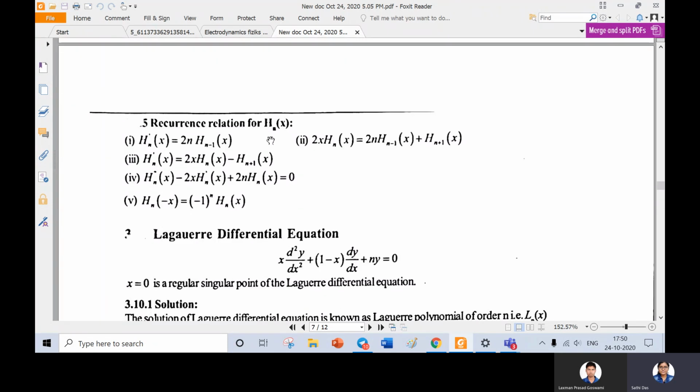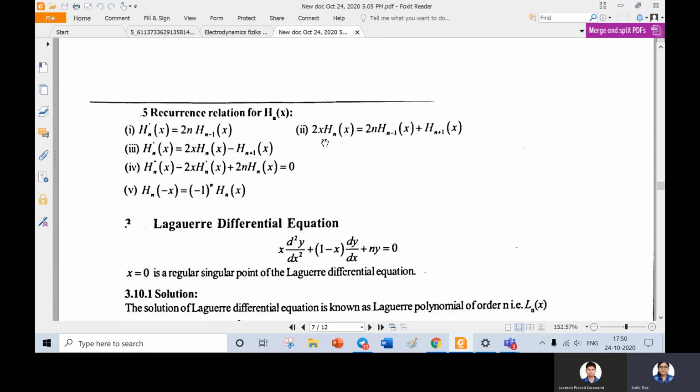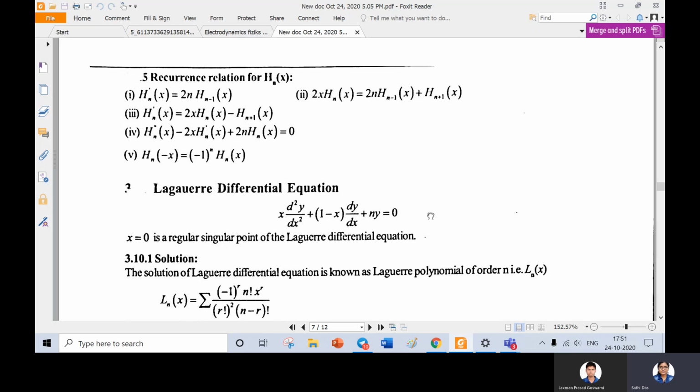And other recurrence relations for H_n(x): H_n'(x) equals 2n H_(n-1)(x); 2x H_n(x) equals 2n H_(n-1)(x) plus H_(n+1)(x); H_n'(x) equals 2x H_n(x) minus H_(n+1)(x); H_n''(x) minus 2x H_n'(x) plus 2n H_n(x) equals 0; H_n(-x) equals (-1)^n H_n(x).